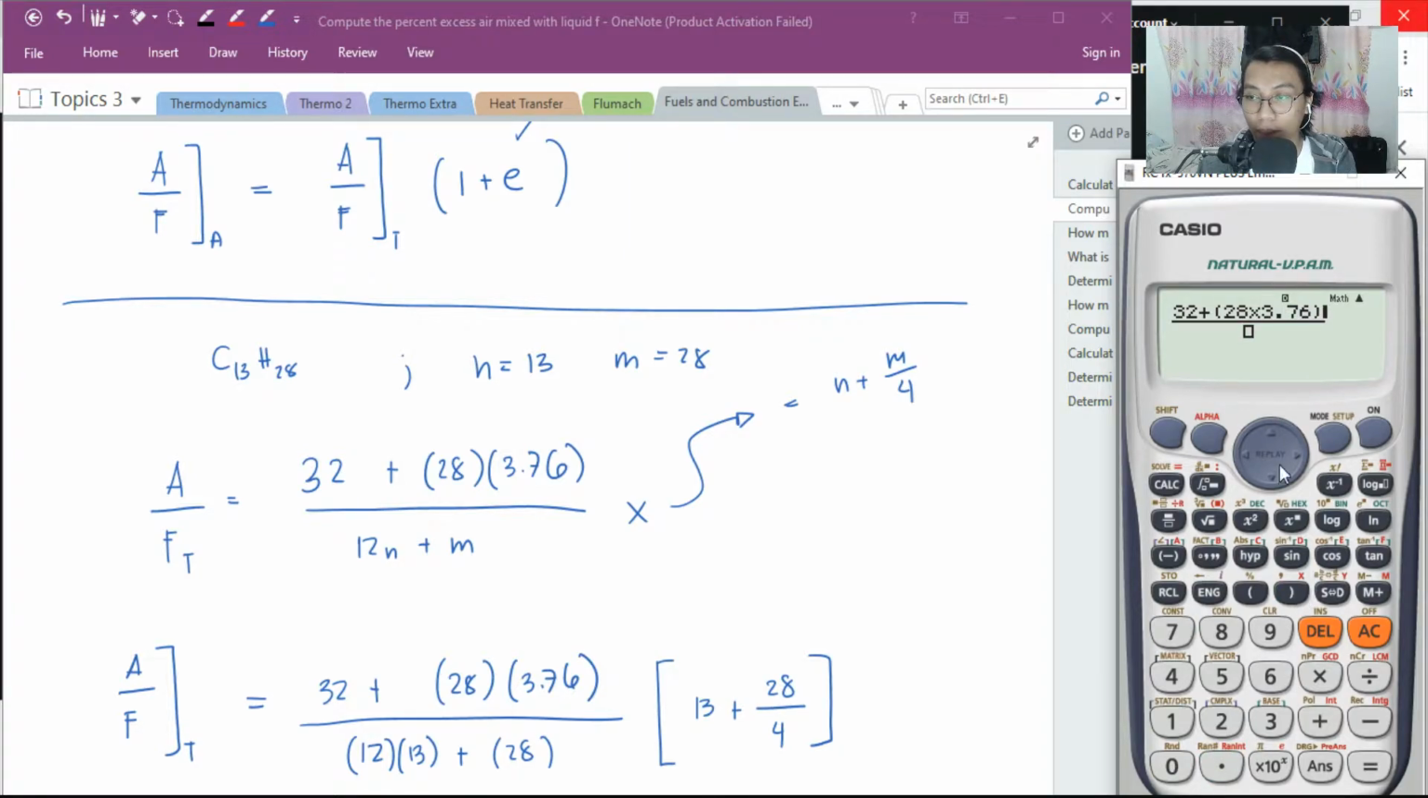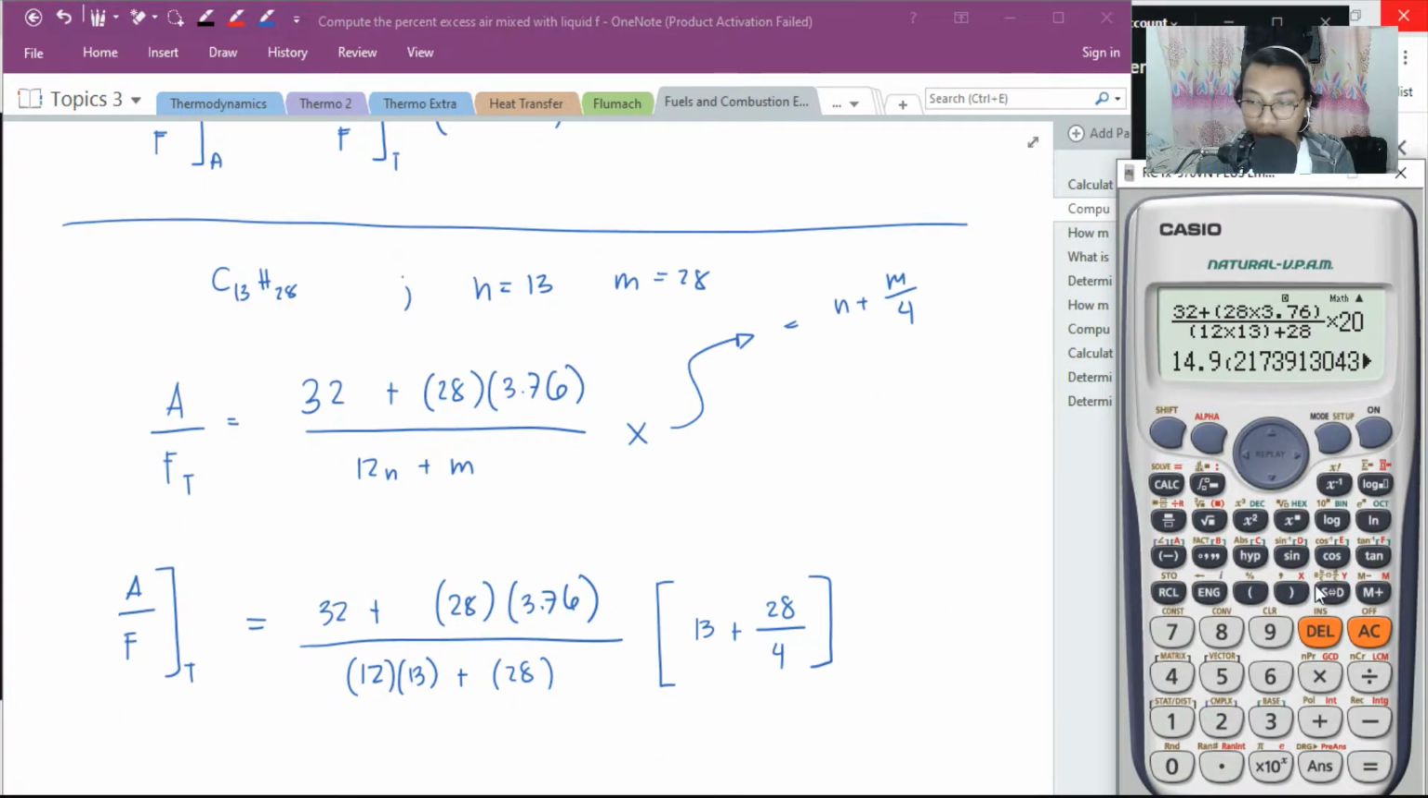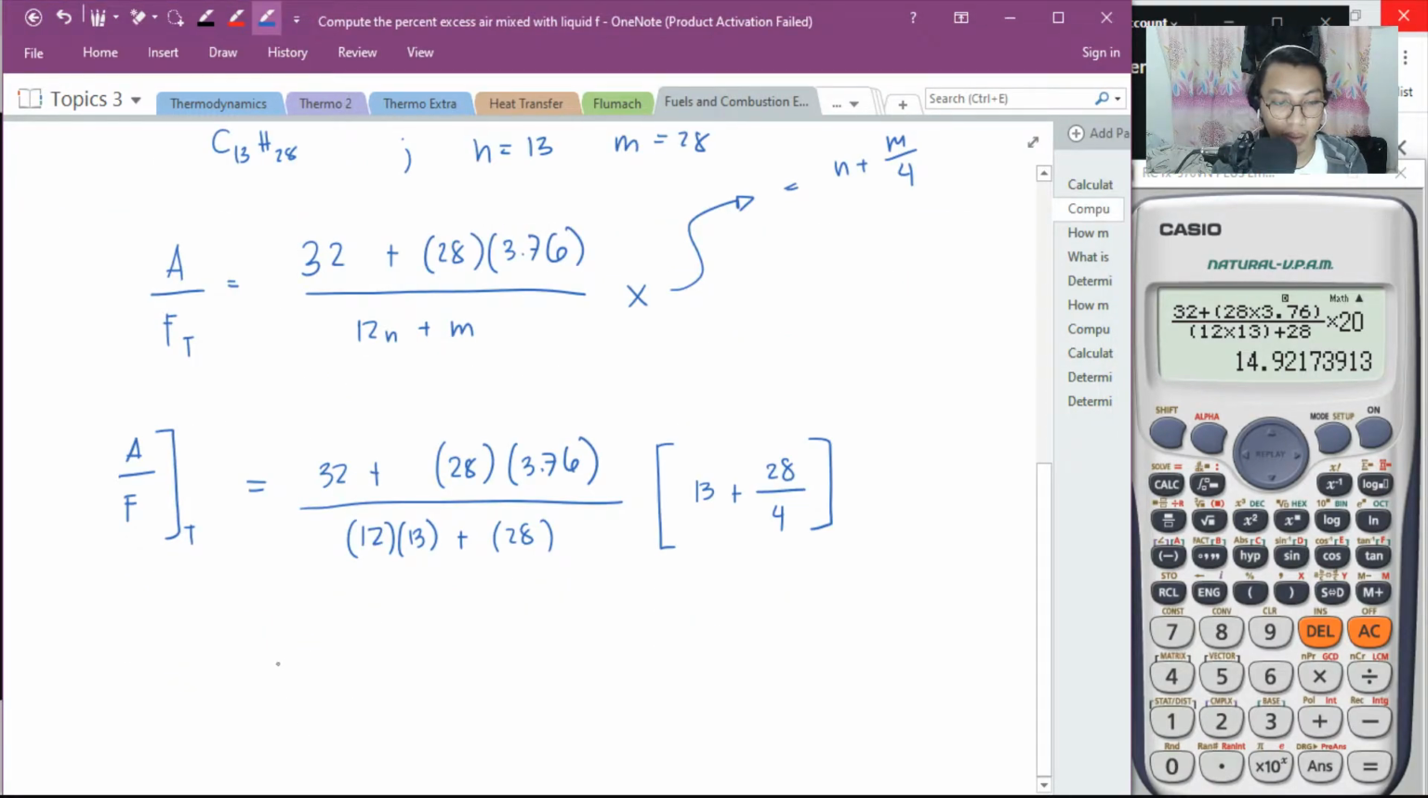0.376 divide by 12 times 13, 169 ata yan, plus 28. Then multiply it with the 13 plus 28 divided by 4. Yan ang air fuel theoretical. Air fuel theoretical is 14.9217 kilograms of air over kilograms ng fuel.